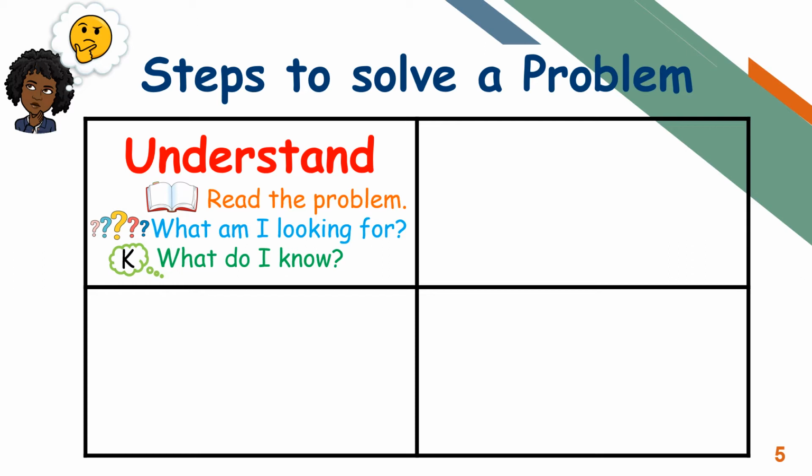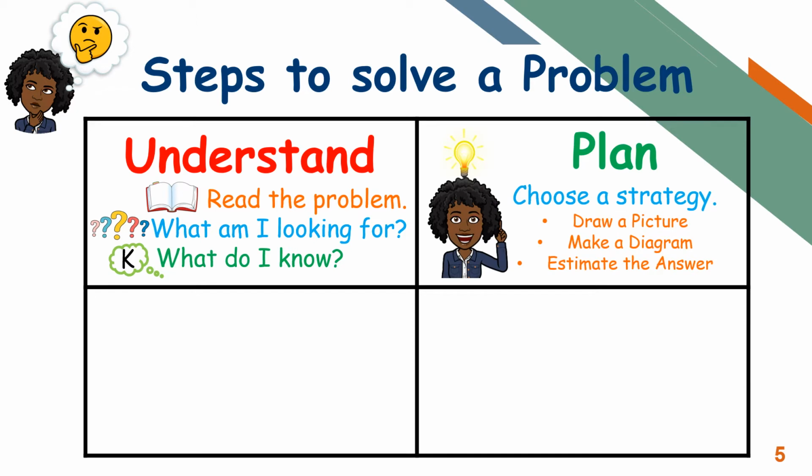The P is for plan. This is the part that helps you see the problem more clearly before you solve it. You can plan in some different ways. You can draw a picture, make a diagram, estimate the answer, or maybe another option that your teacher may have taught you or one you came up with on your own.